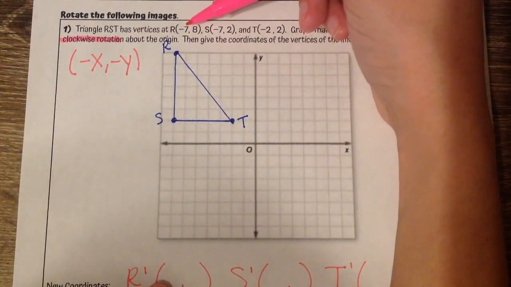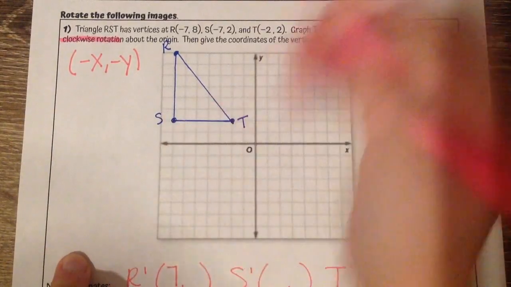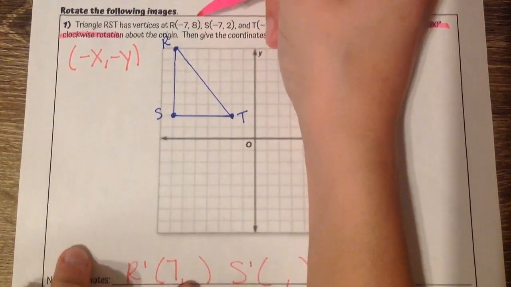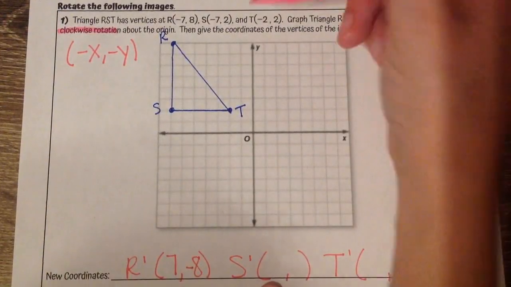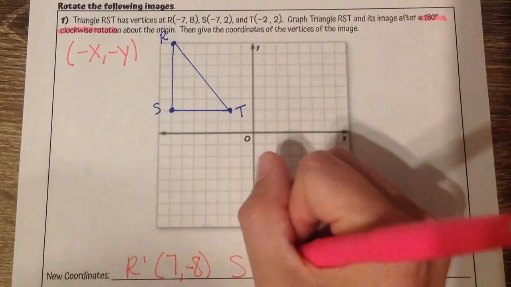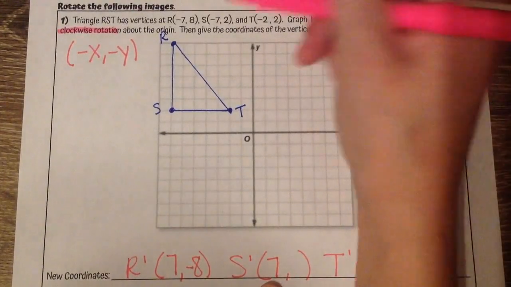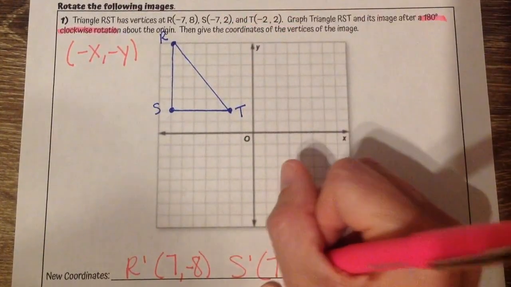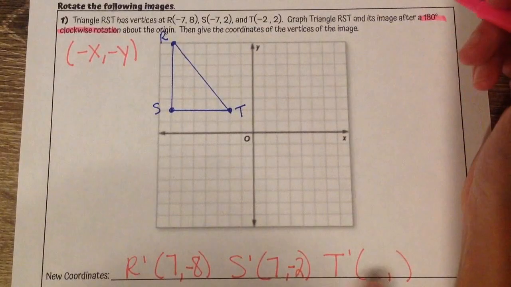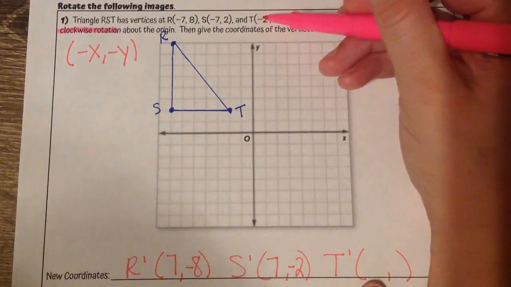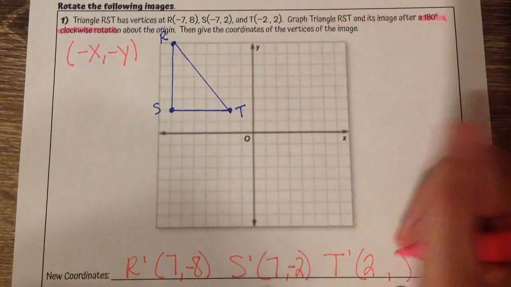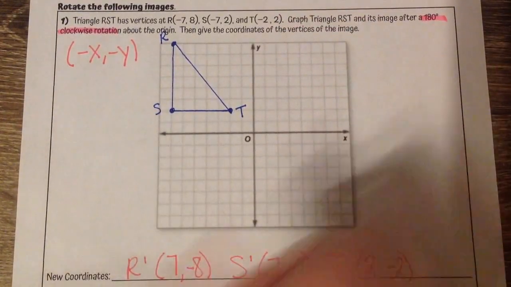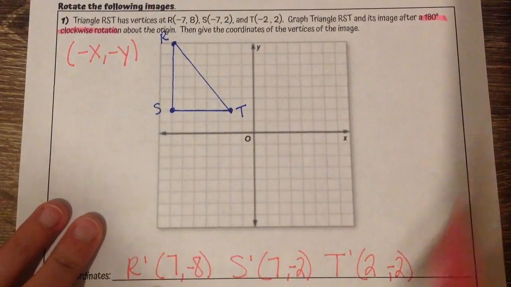For R, X was -7, it should become the opposite, which is 7. The Y was 8, it should become the opposite, which is -8. For S, the X was -7, it becomes +7. The Y was 2, it becomes -2. And for T, X was -2, it becomes +2. Y was 2, it becomes -2. And then I'm going to plot these points.